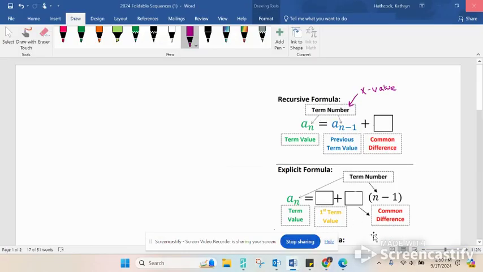Alrighty, today we have our foldable that we are going to be working on. This foldable is super important. You can use this on your test. So I want you to write at the top. First, I want you to put your name so that nobody takes this paper from you.